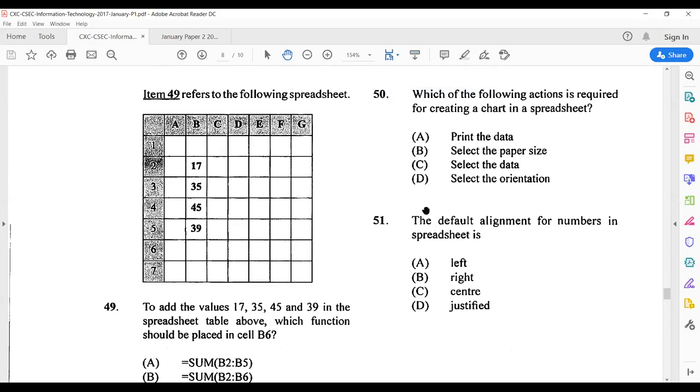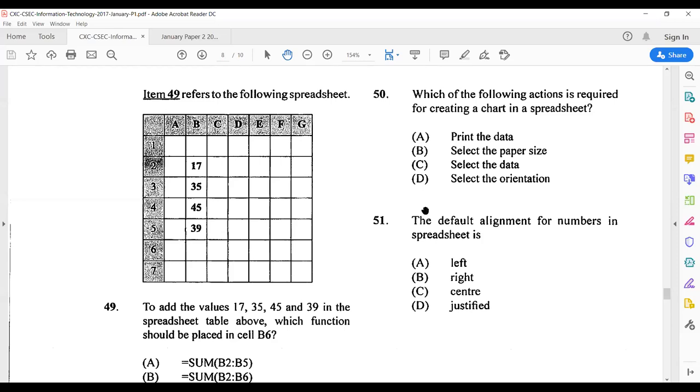All right, E. Okay, let's move to 50. Which of the following actions is required for creating a chart in a spreadsheet? When you want to create a chart, which one of these actions did you have to take? Did you have to print the data? No, there was no printing involved. Did you have to select the paper size? No, right? Did you have to select data? Yes, you had to select which data you wanted in the chart. And orientation was not required. So the answer for 50 is C, select the data, because you have to select what information you want in the chart.